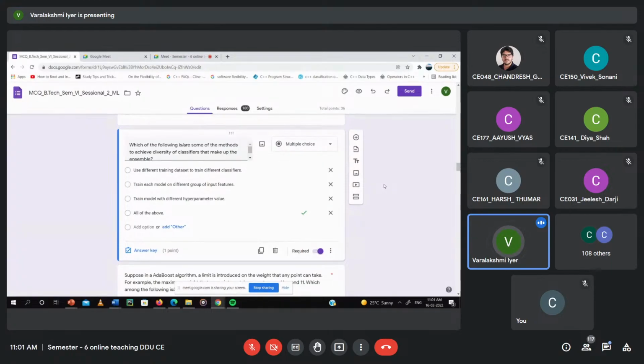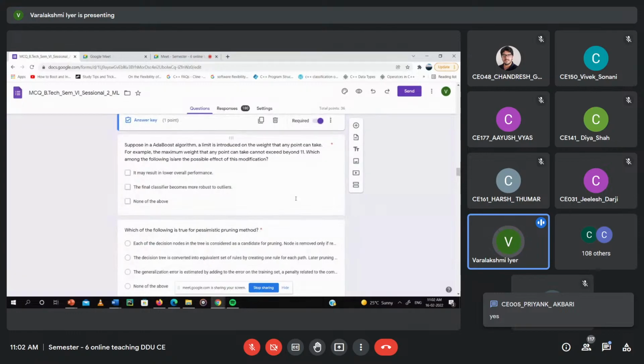We are there to achieve, for example, combining multiple weak models to create one strong model, but these models should also have diversity. So what are the methods to achieve that diversity? You can use a different training data set to train different classifiers. Different groups of features you may use, or you may use different hyperparameter values. All these three methods you may use to create diversity among the classifiers. I suppose everyone is clear, right?